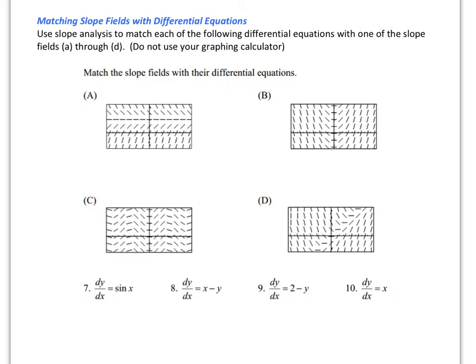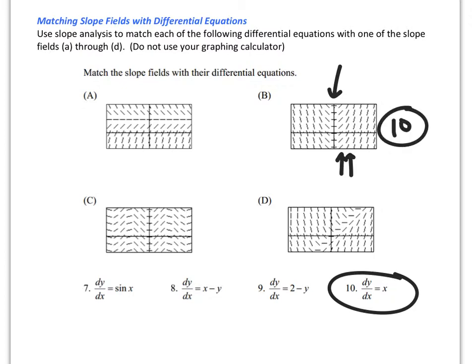Okay, so the easiest one to identify right away would be number 10. The slope is just whatever the x value is. So I look immediately at x equals 0. See how when x equals 0, the slope is 0. When x equals 1, the slope is 1. When x equals 2, the slope is 2, etc., and down the line. So B would be number 10. We would match those two. So that one's out. I've used it.